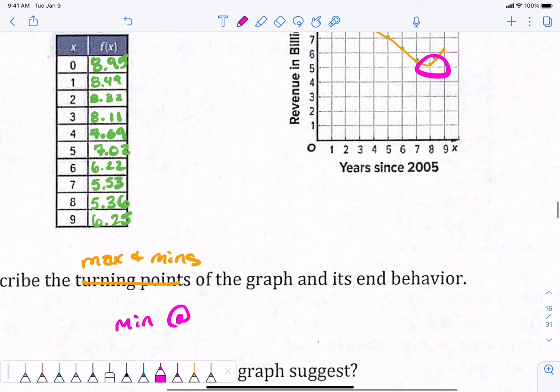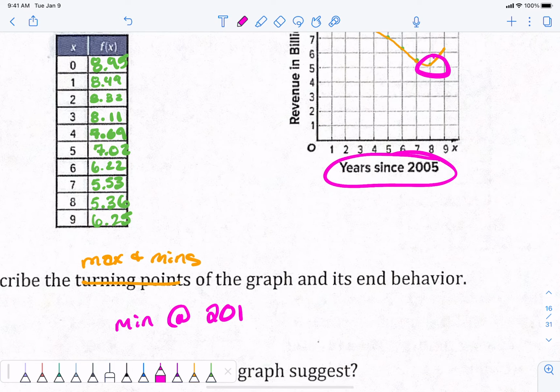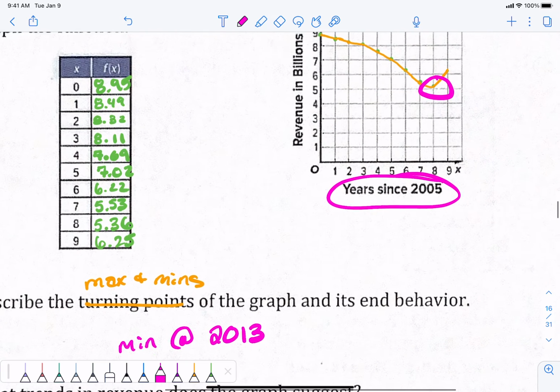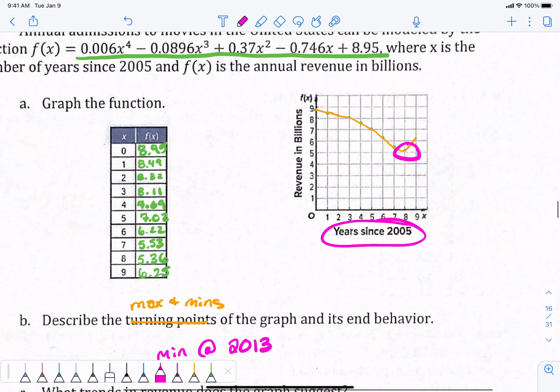We said it's at 8, but what does 8 mean? This is number of years since 2005. So what would 8 be? 2000-something. 2013 is where we have a minimum. So it is at the lowest revenue in 2013. Evidently people weren't going to the movies in 2013.